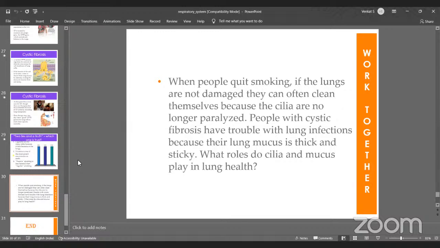So this is one of the important parts of our syllabus, the respiratory system. See, one slide is there. See this one, respiratory systems.